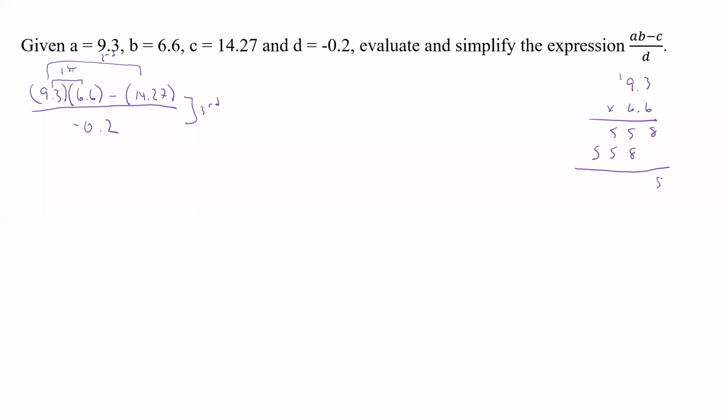Now we add it together. We have 8. That's going to be 13. It's going to be 11. That's going to be 6. And we moved it 1, 2 spaces. So it gives us 61.38.